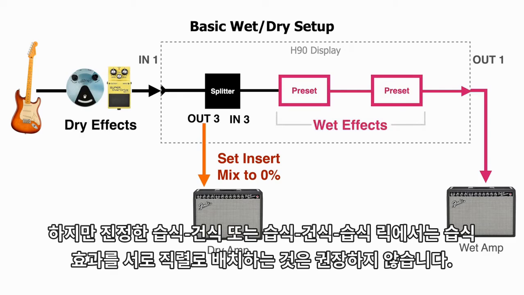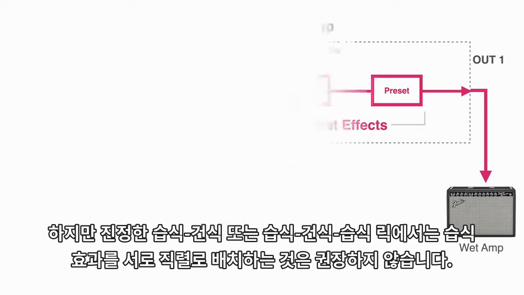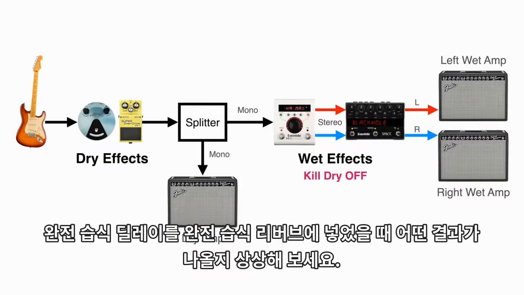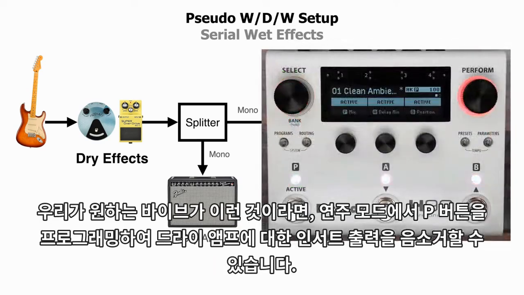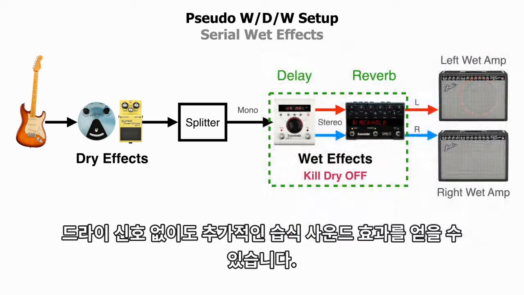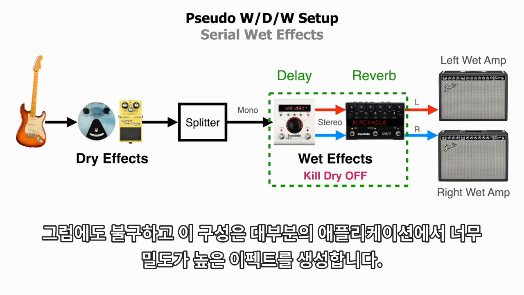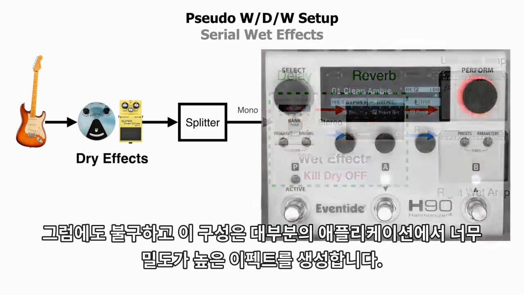Having said that, in true wet-dry or wet-dry-wet rigs, it's not advised to put wet effects in series with each other. Just imagine the result we'd get from putting a fully wet delay into a fully wet reverb. If this is the vibe we're after, we can program the P button in perform mode to mute the insert output to the dry amp, and we'll be able to achieve extra wet beds of sound without dry signal. This configuration nonetheless results in effects too dense for most applications.